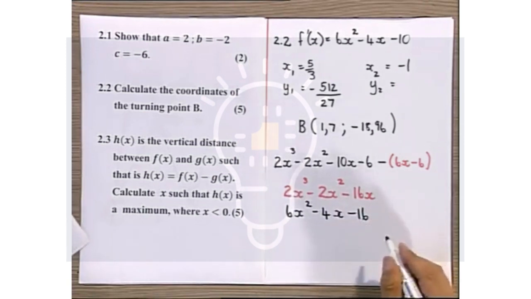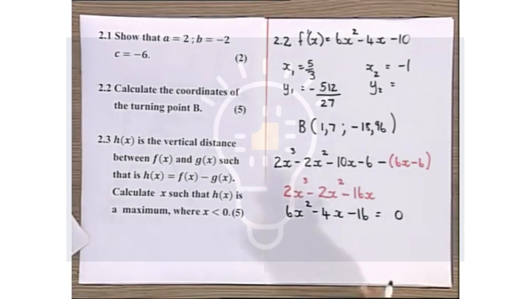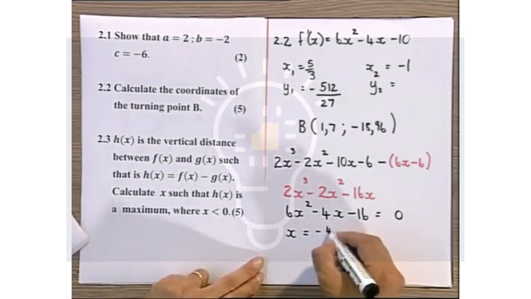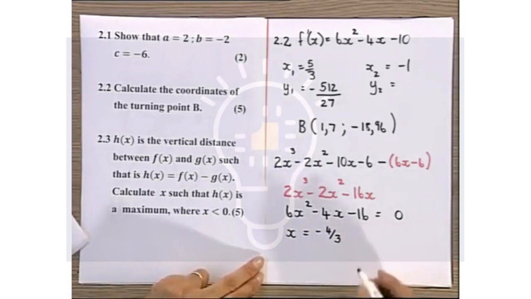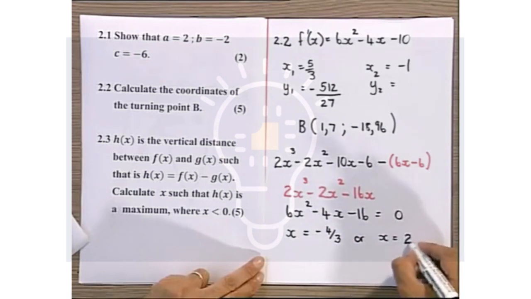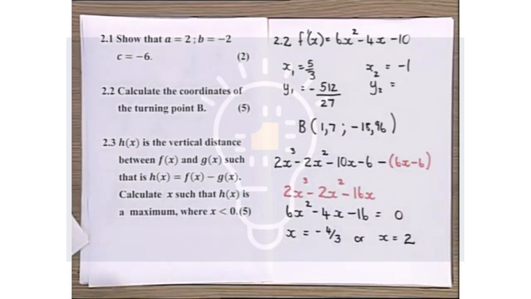We put the derivative equal to 0. And now we solve for x. Now let's just have a look at these, these are my x values. x is minus 4 over 3 or x is equal to 2.